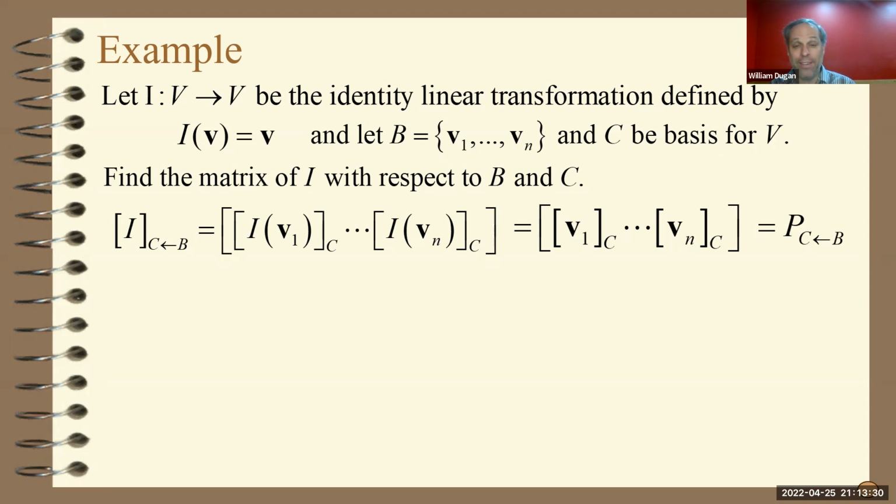Neat. So the identity linear transformation relative to the basis B to C, when you write down the matrix corresponding to it, it's just the change of basis matrix. It's really cool.